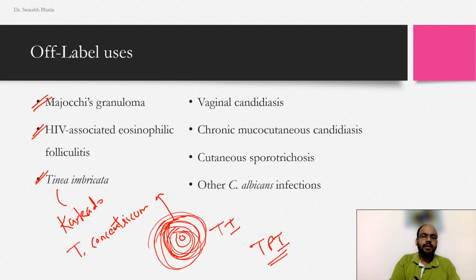Other off-label uses include vaginal candidiasis, chronic mucocutaneous candidiasis, cutaneous sporotrichosis, and other Candida albicans infections.